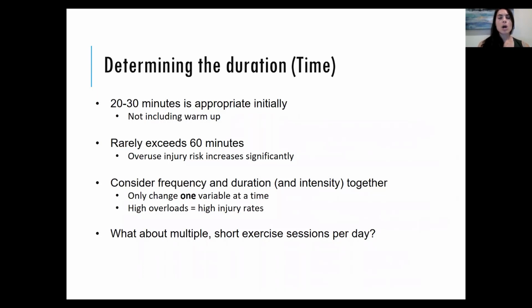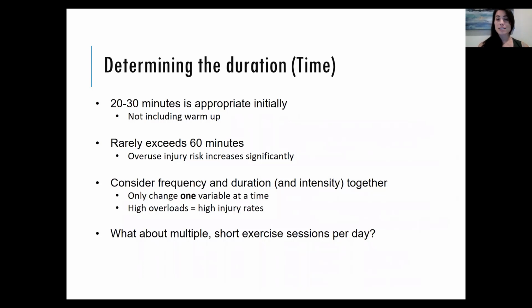We always need to consider our frequency and duration as well as intensity together, because all of those variables go into how challenging this is going to be and the rate of injury that might happen. It's really important that we remember to only change one variable at a time so that we decrease the likelihood of too much overload and injury. So now there's always this question: when you're prescribing aerobic exercise for a client, can you do that in short multiple bouts?